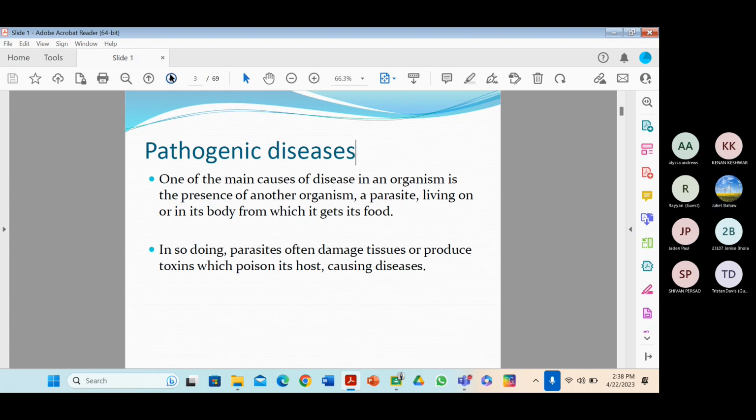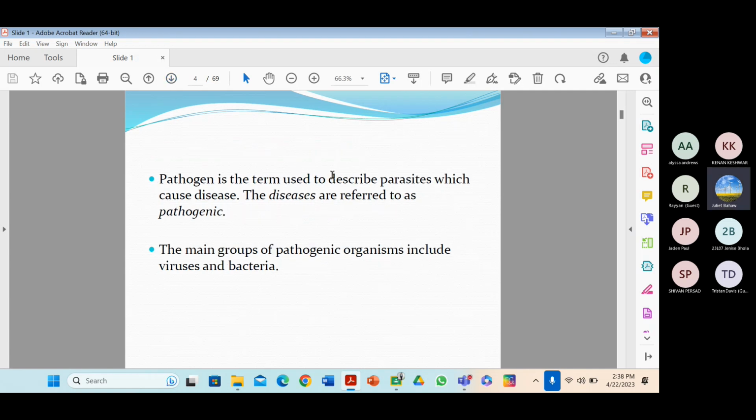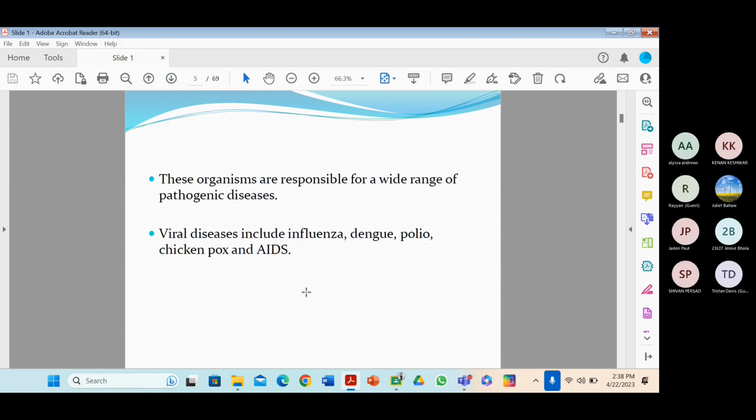Now, a pathogen is basically used to describe parasites which cause disease. And you have viruses and bacteria, which are the main organisms that cause pathogenic diseases. Fungus too, but these two are very highly contagious. Now, there are different types of virus diseases, such as influenza, which we all got, dengue. Well, polio, nobody gets polio anymore because you have vaccines.